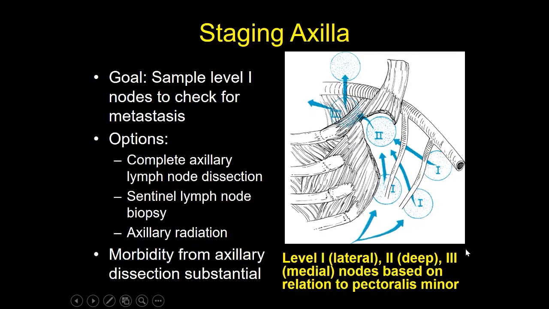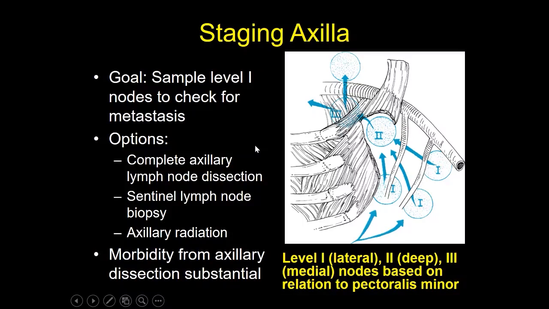And this is where anatomy again comes into play, because the surgeons want to sample what are called level 1 nodes, and those are the lymph nodes that would be found lateral to the pectoralis minor muscle. And occasionally they'll try to get level 2 nodes, which are deep to the pectoralis minor muscle. And those are the nodes that they would like to target. Level 3 nodes, which are medial to the pectoralis minor muscle, are typically not surgically excised.